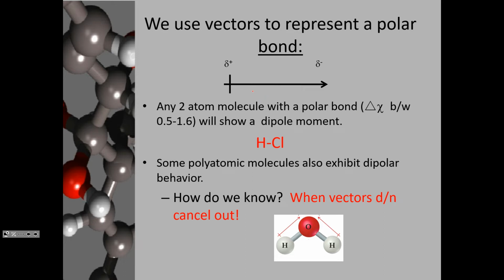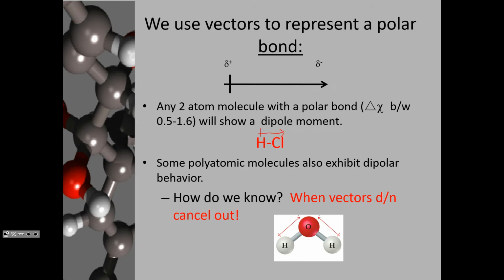So we use vectors to represent a polar bond. Anytime you have a vector, the partially positive end is going to be near the end of the vector that looks like a plus. And the partially negative atom will be the atom that is more electronegative and is pulling the electrons towards it. Any two-atom molecule that has a polar bond, so when you do your delta X calculation, if you get a delta X or electronegativity difference between 0.5 and 1.6, it will show a dipole moment.